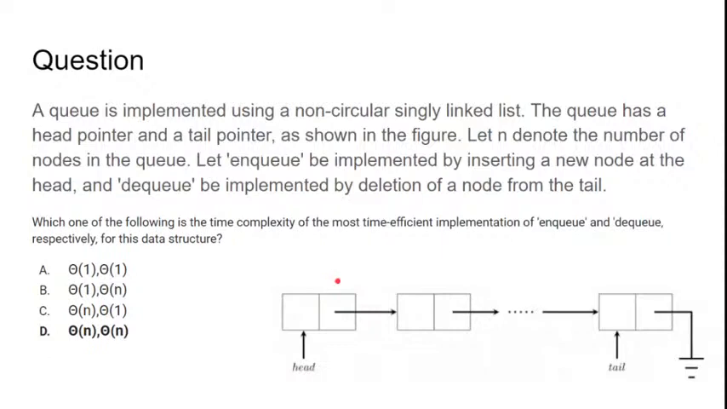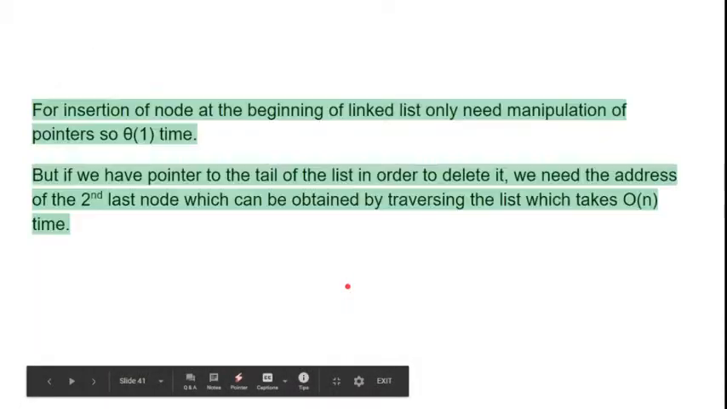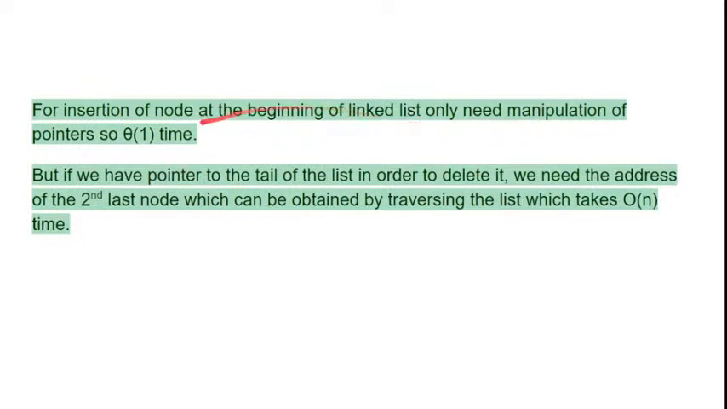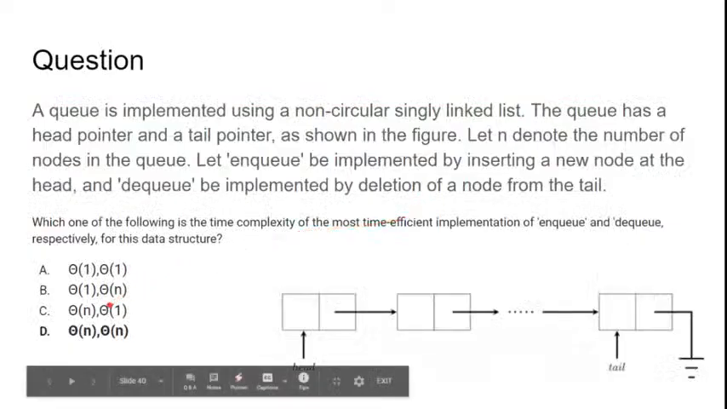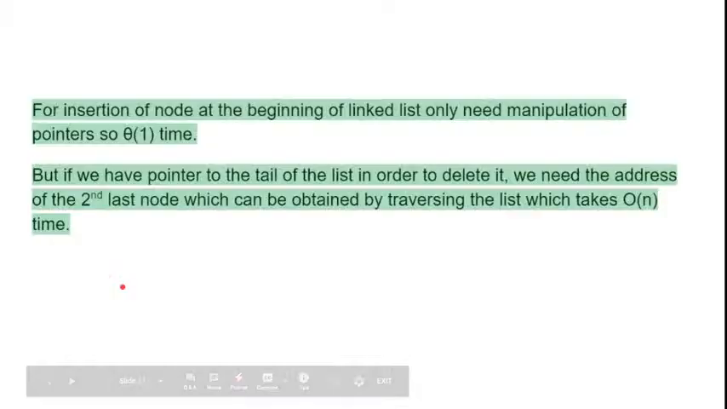For NQ we are taking O of 1. The insertion at the beginning of the linked list only needs manipulation of the pointers at the beginning, so that is O of 1 time. For deleting, DQ at the tail of the list, we need the address of the second last node, because we are deleting there. So it takes O of n. So O of 1 and O of n. Option is B.